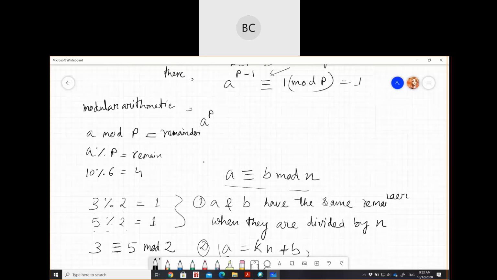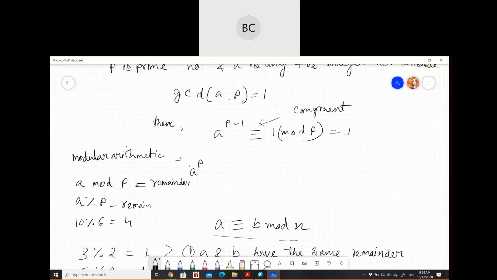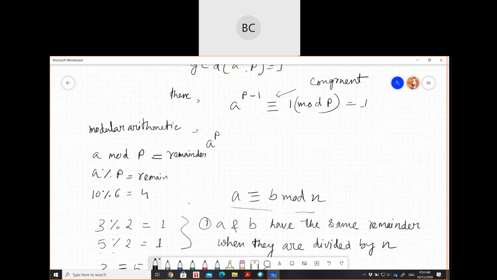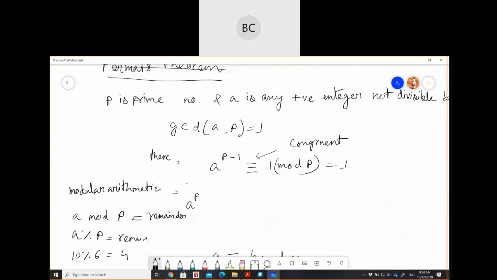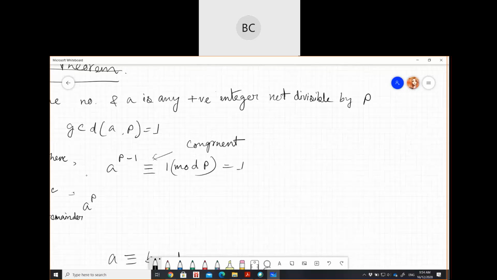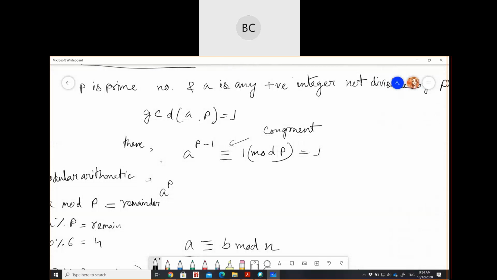So that's the basic condition. Congruent means both have the same remainder in the normal way. Okay, so in Fermat's case, what happens? If p is a prime number and a is a positive integer not divisible by p, or you can say GCD of a and p equal to 1, then this is your Fermat's theorem.